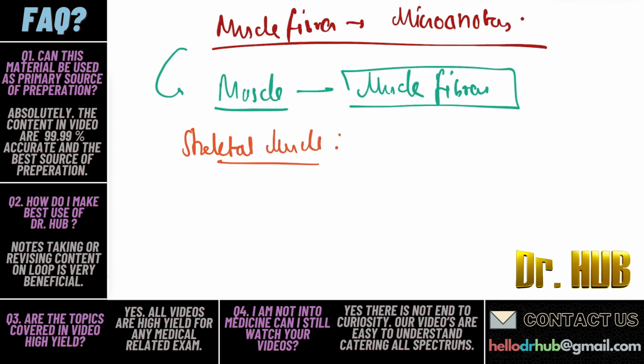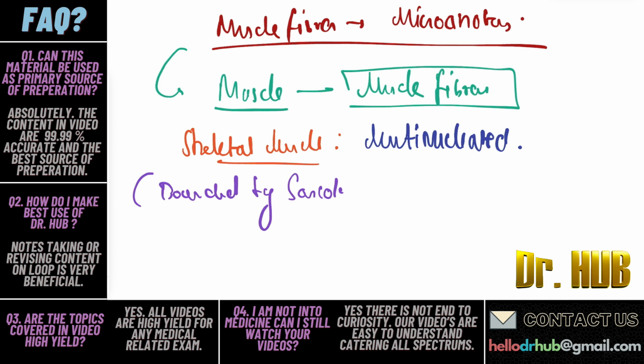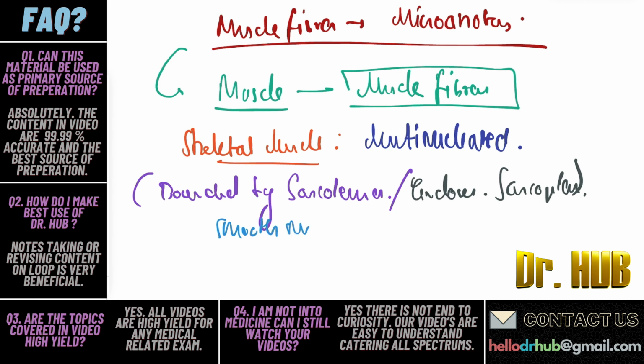The skeletal muscle is multinucleated and it is bounded by the sarcolemma. This sarcolemma encloses the sarcoplasm. The smooth muscles and the cardiac muscles are uninucleated. The other thing to note is that the cardiac muscle is uninucleated.